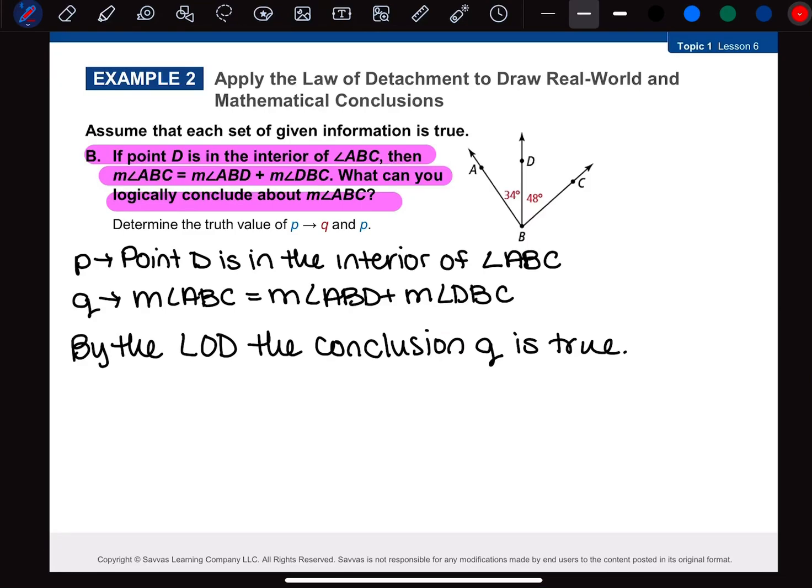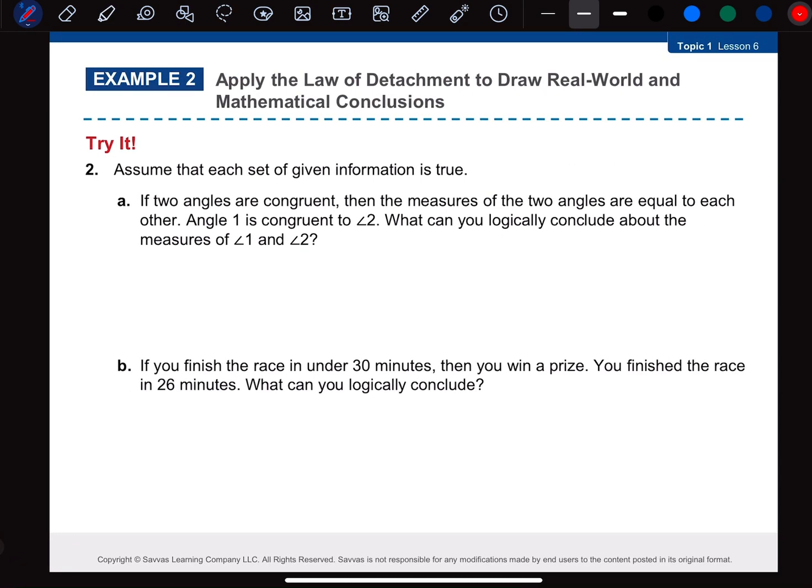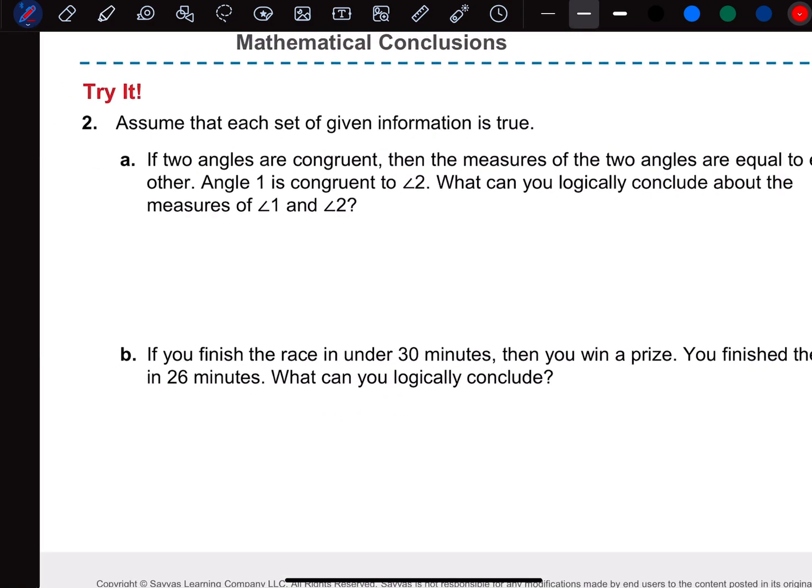Alright guys, so yesterday we left off by going over this example of applying the law of detachment to draw real world and mathematical conclusions. So this example should already be written in your notes. To start off the remainder of the lesson, go into your workbook, open to page 24, I believe, and we're going to attempt number 2A.